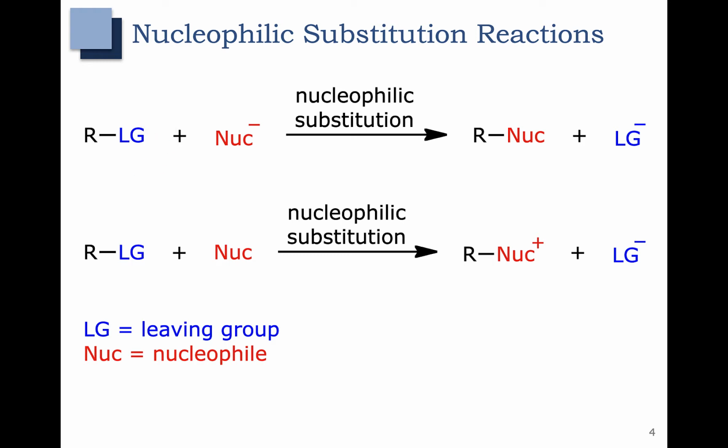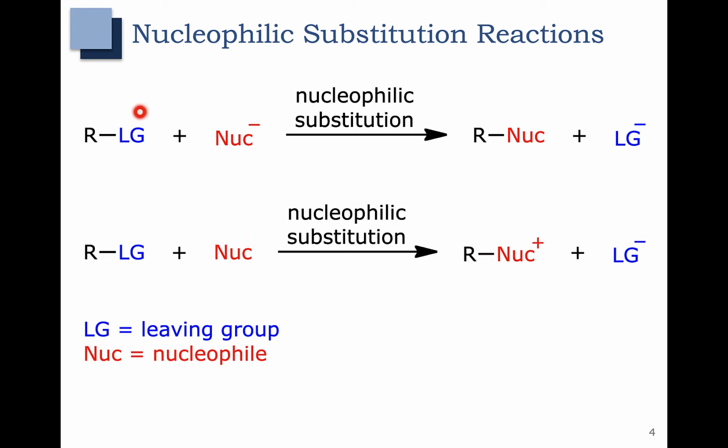blue. The nucleophile is going to be an electron-rich species, and it can be negatively charged, as shown up here, or neutral, as shown down here. A nucleophile that is negatively charged could be something like hydroxide, OH-, and a nucleophile that is neutral would be something like an amine. If the nucleophile is negative, then it will not have a charge in the product. If the nucleophile is neutral, then it will have a positive charge in the product.